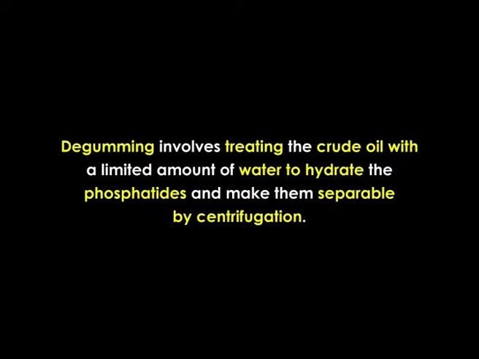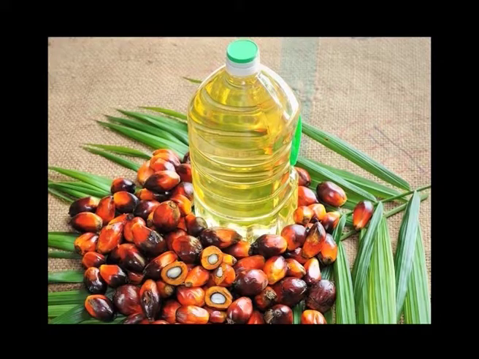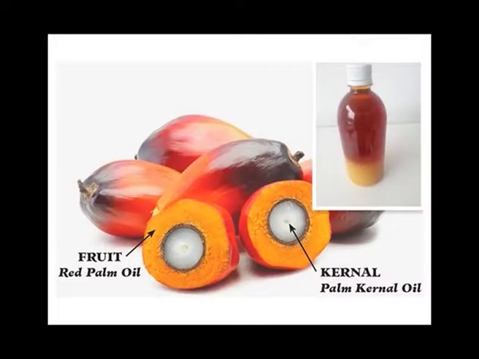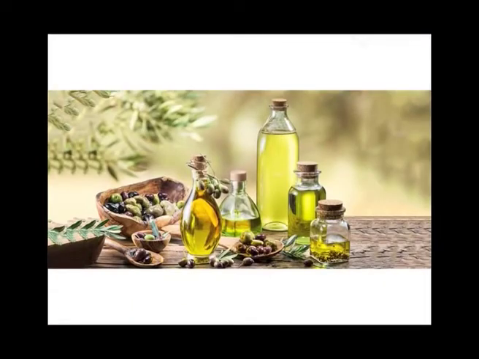The process generally involves treating the crude oil with a limited amount of water to hydrate the phosphatides and make them separable by centrifugation. For fats obtained by pressing and water which are low in phosphatides, 20 parts per million of phosphorus, such as palm oil, palm kernel oil, olive oil.